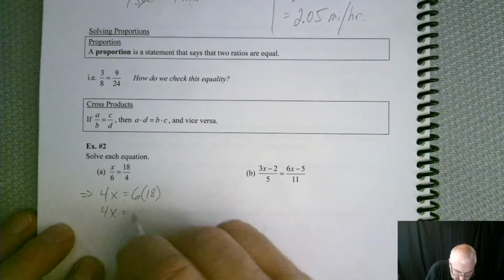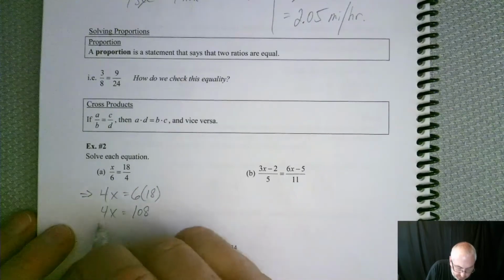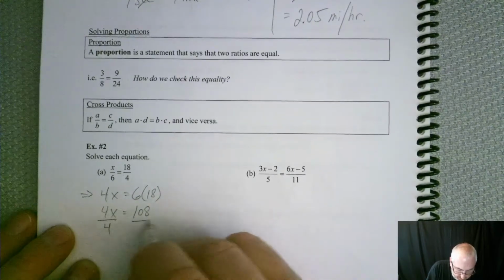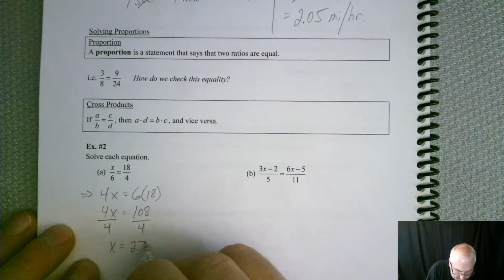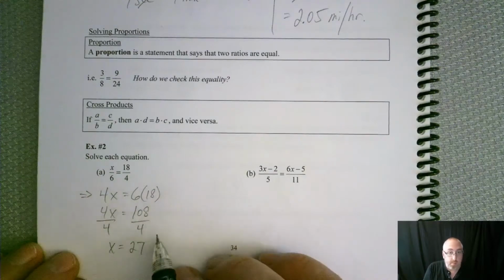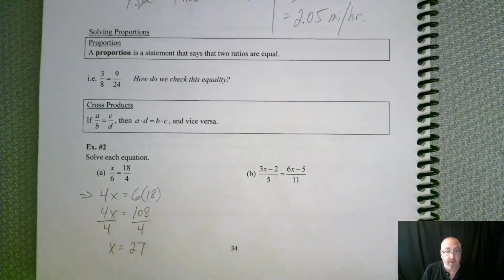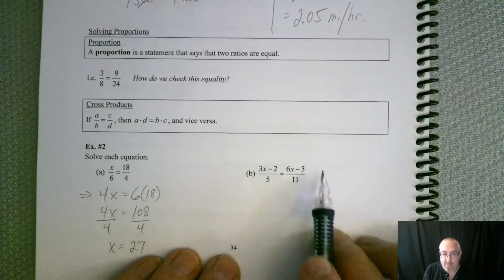6 times 18 looks like 108. And then we can get rid of the 4 by dividing. So it looks like 27. That's it. That's all you have to do. So set up your cross products, multiply and then divide, and you're done. Now, they can be a little bit trickier, like this next one. So now we got a little bit more substance to it.